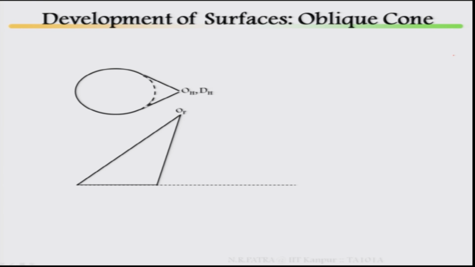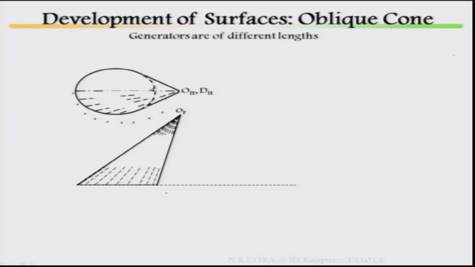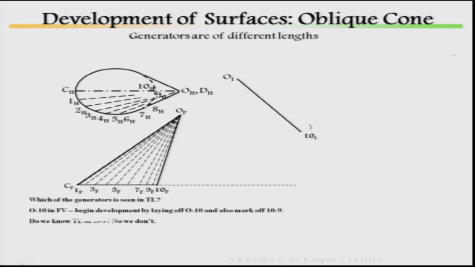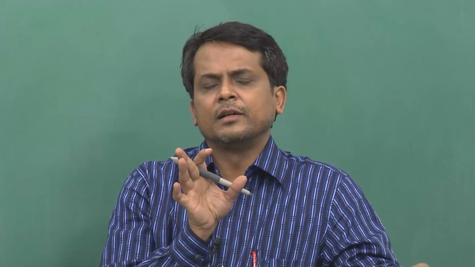Then there is the oblique cone, development of surface of an oblique cone. Generators are of different lengths. What happens in this case? Which generator is seen in true length? O to 10 in the front view. Begin the development by laying off O to 10. O10 is parallel in the top view to the hinge line, so O10 in the front view is in true length. Considering O10, you start laying off, because in the beginning you should have one true length, then only can you begin.